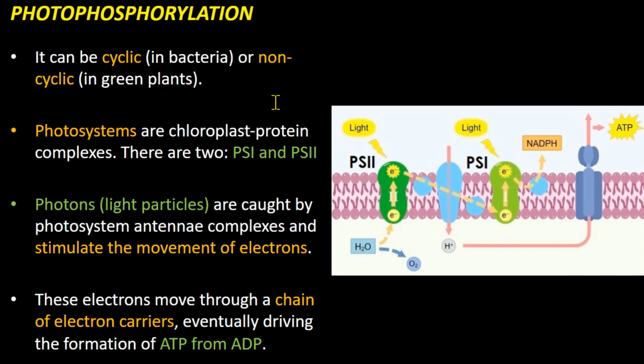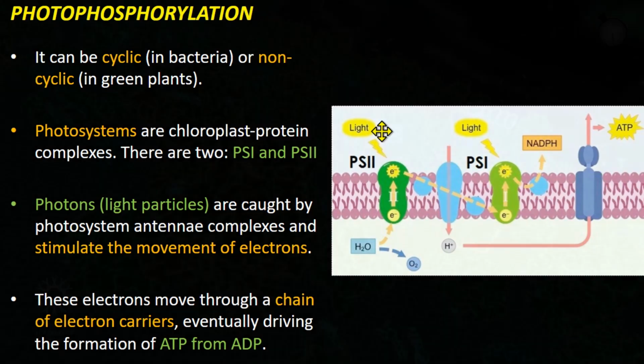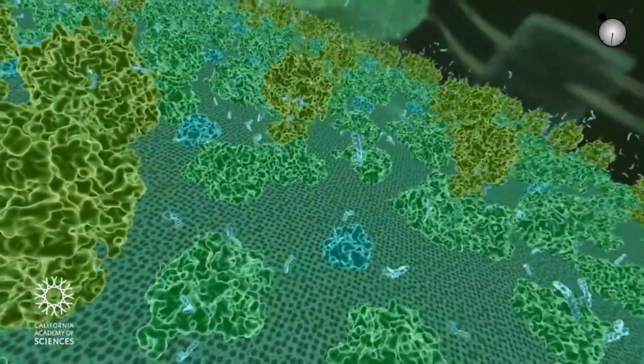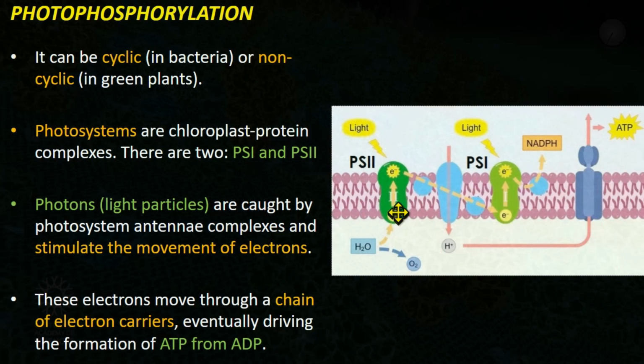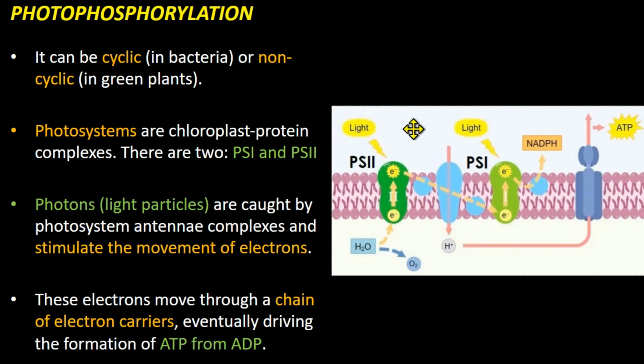So photophosphorylation can be cyclic, and this is usually in bacteria, or non-cyclic, which is in green plants. This involves photosystems. Photosystems are chloroplast protein complexes, and there are 2 photosystems, photosystem 1 and photosystem 2. Photons, or light particles, are caught by photosystem antennae complexes, which usually are like glycoproteins on top here. And what this would do is stimulate the movement of electrons, kind of like little balls in a pinball machine, where we go pling, pling, pling, pling to all these complexes here.